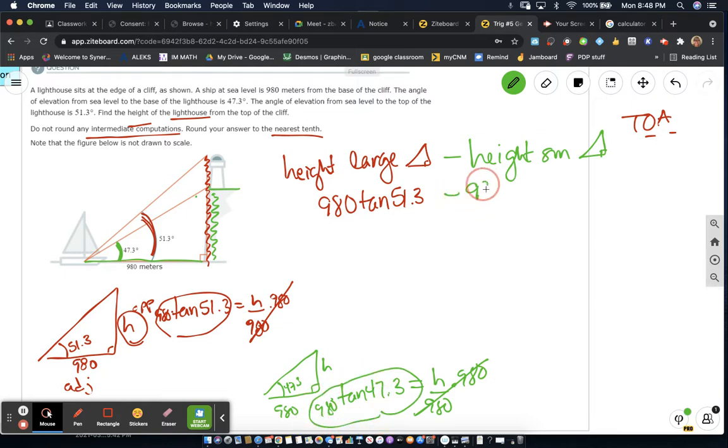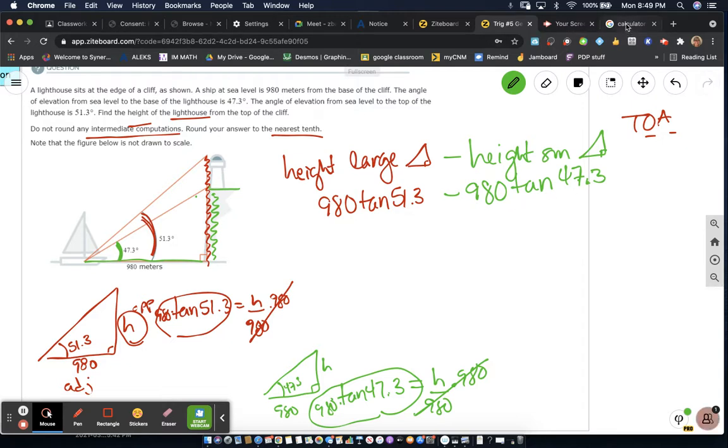So we're going to write that. When I say 980 tangent, it means 980 times tangent of 47.3. When it's right next to it, it means multiplication, okay? And we should know that because we multiplied both sides by 980. So I could put a little dot there. This is what you're going to plug into the calculator.